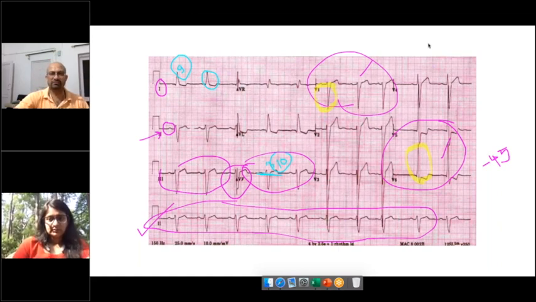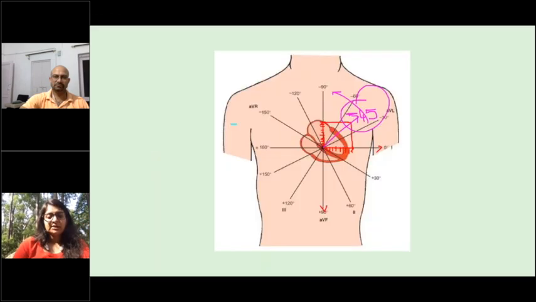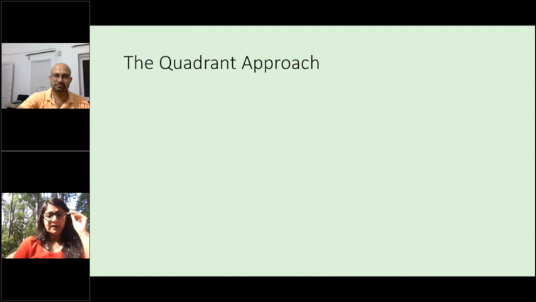Exactly. So just remember that one. Just simplifying this, what you can remember is, next slide, once you have lead 1 and you have AVF.